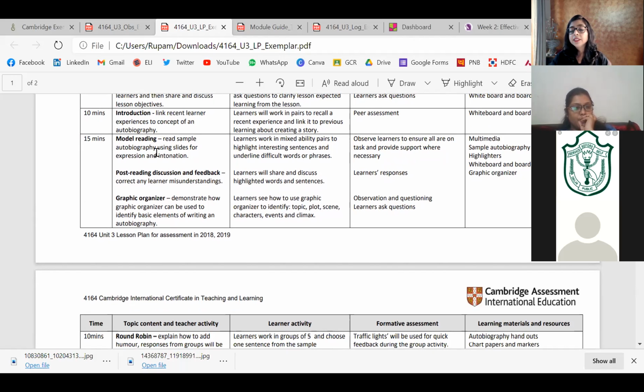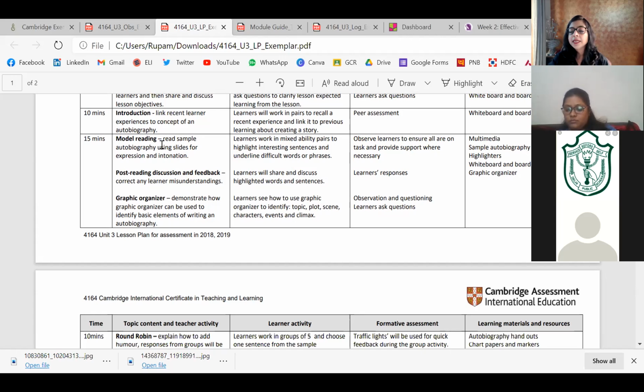Now model reading, the teacher has given some handouts. So you can see over here, multimedia sample autobiography. So there is a sample autobiography which is given to them. There are highlighters, whiteboard and board markers, and graphic organizer is there. Now children are reading the autobiography sample which is given to them, and they are using slides for expression and intonation. So there is this model reading which is going on.